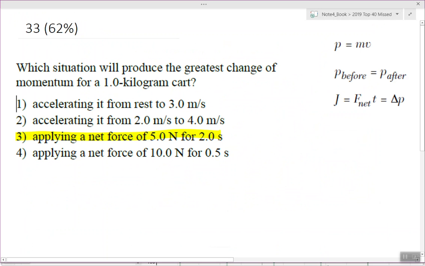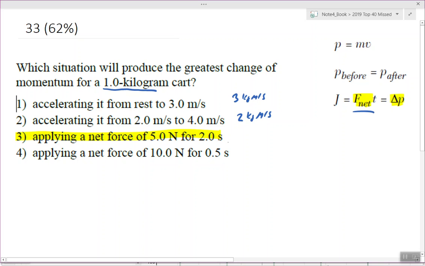What we're going to do here is we're going to use both definitions, both change in momentum, m delta v, and force times time. We made the math easy with 1 kilogram. 1 kilogram times 3 gives us 3 kilogram meters per second here. And 2 to 4 is 2 meters per second times 1. That's 2 kilogram meters per second here.